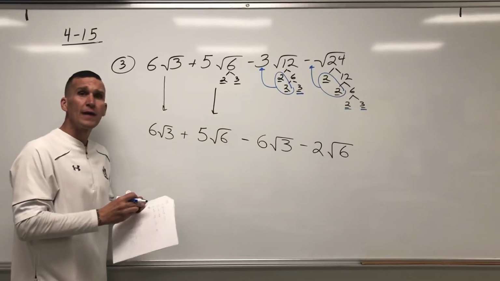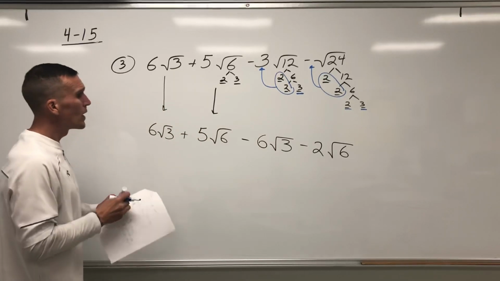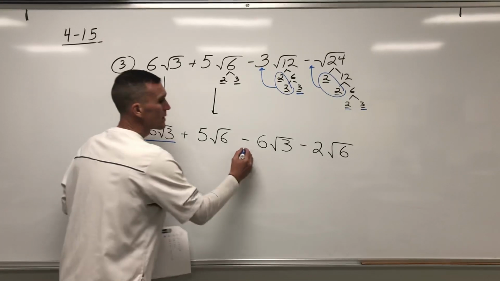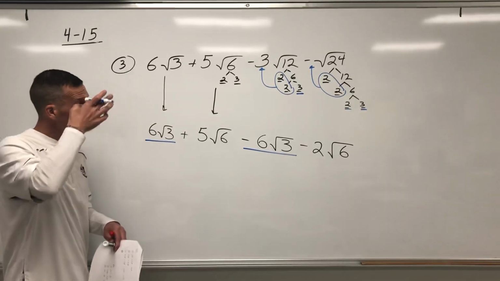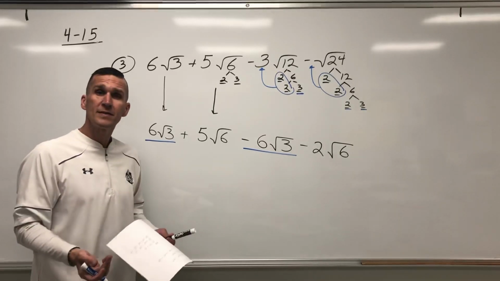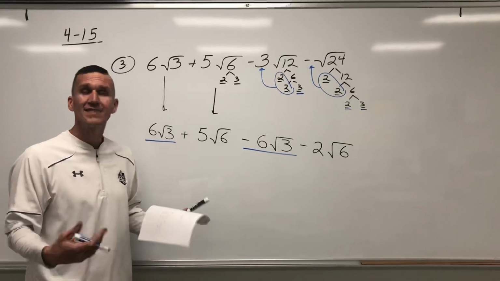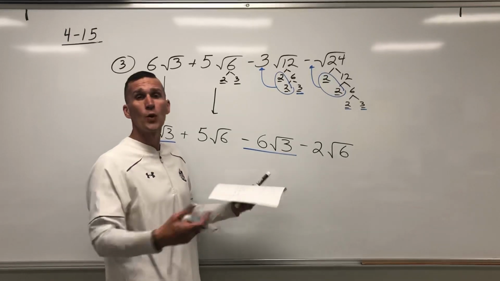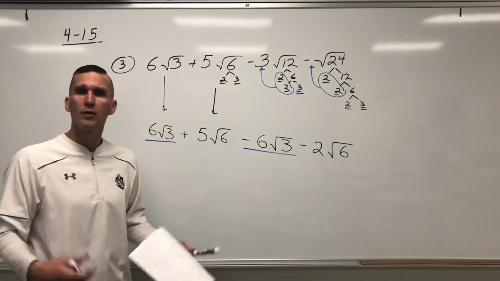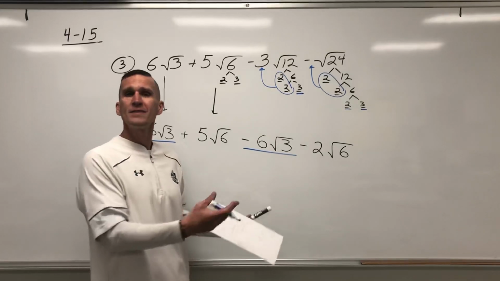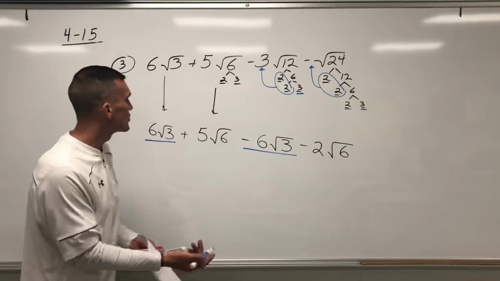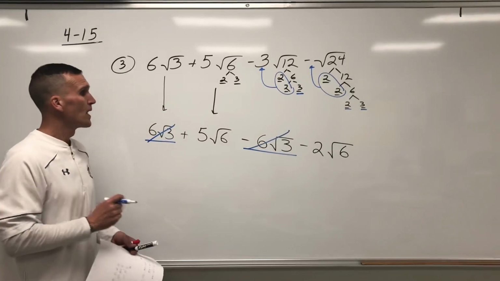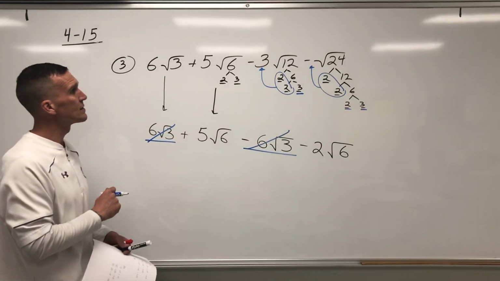So now I look for like terms. Well, I can see that I have 6 rad 3 minus 6 rad 3. Now, 6 rad 3 minus 6 rad 3 makes nothing. 6 minus 6 is 0, so you have 0 rad 3's or none. Now, if that was the only part of the problem, you'd have to put the 0. But since there's going to be something else, we just say that these cancel. They don't make anything.